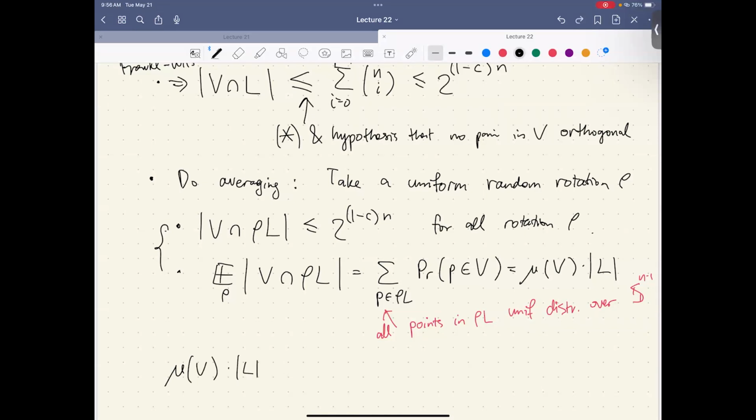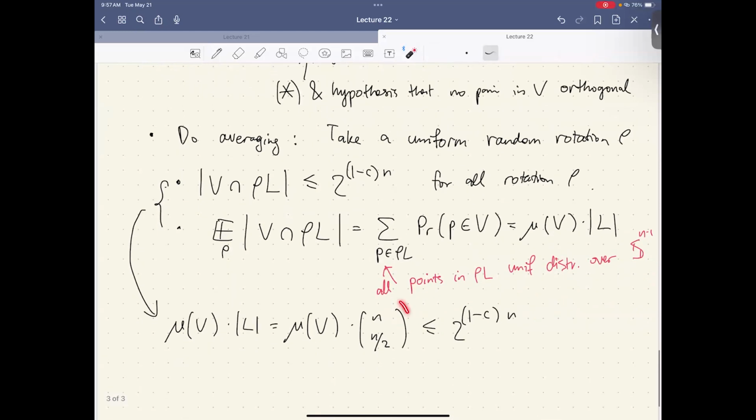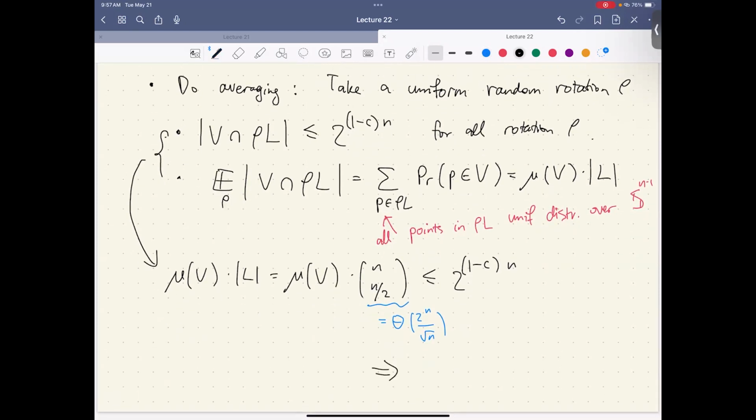So what is L? We know what is L. L is 2n choose n over 2, right? L equals the size of F, which is at most 2 to the 1 minus Cn. But this is not exponentially small. It's like 2 to the n over square root n, remember? So we have mu V exponentially small as desired.